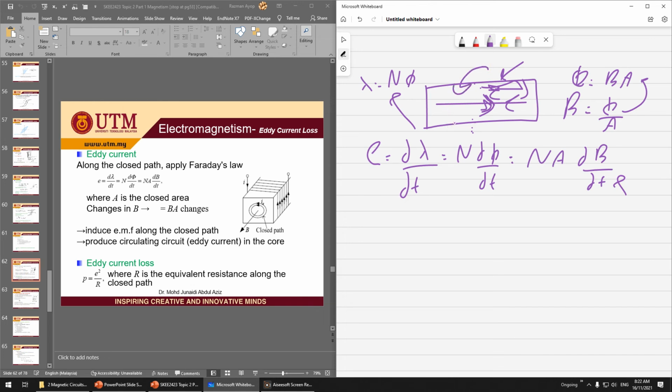So when voltage generated inside the core, okay, so wait, let me silence my phone first. Okay, sorry about that. We continue.